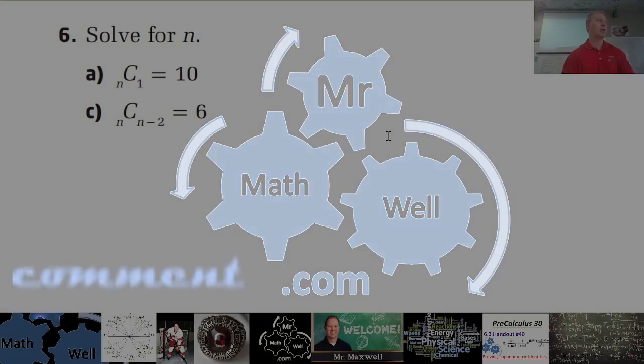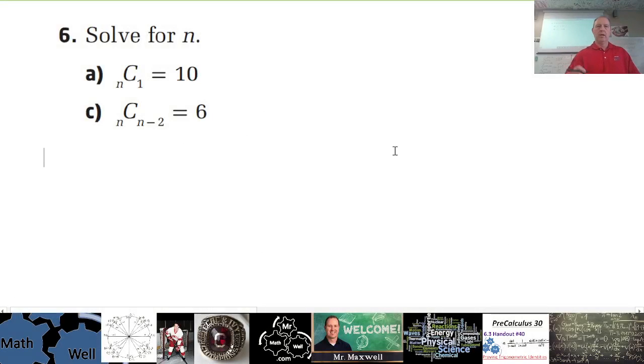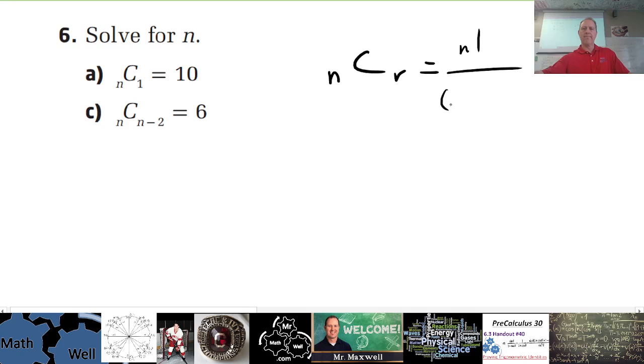This is from 11.2, is it? All right. So 11.2, what is the combination formula? Let's talk about that first. So n choose r looks like what? It's n factorial over n minus r factorial, also times r factorial, right?